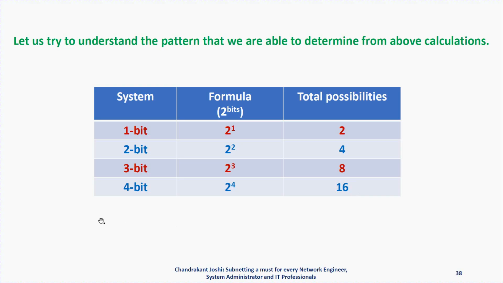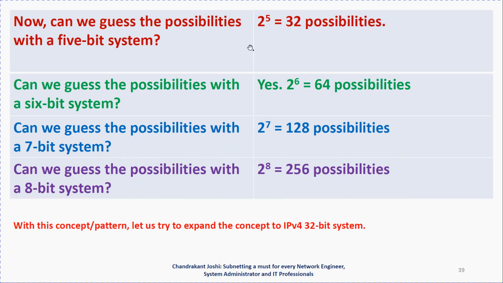So what would happen if it is a 5-bit system? 2 power 5. For a 6-bit system, 2 power 6. For a 7-bit system, 2 power 7. And for an 8-bit system, 2 power 8, which we have already seen earlier. So 2 power 5 is 32, 2 power 6 is 64, 2 power 7 is 128, 2 power 8 is 256. So this many possibilities.